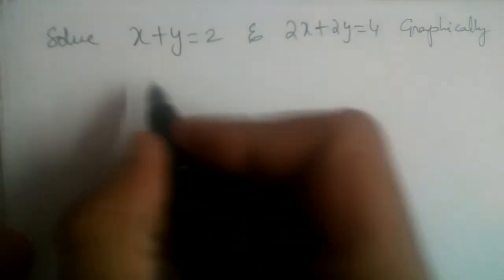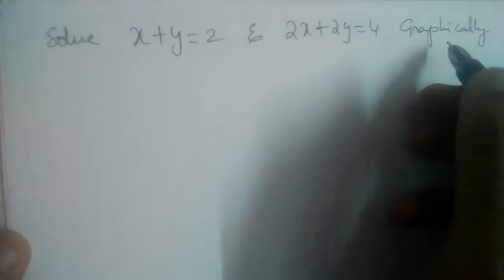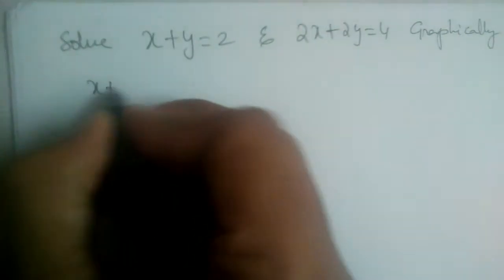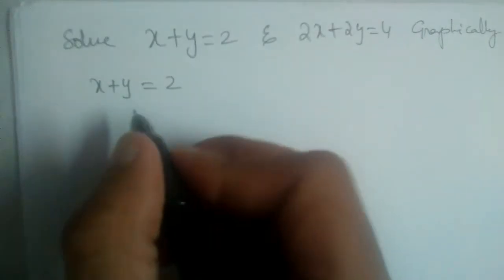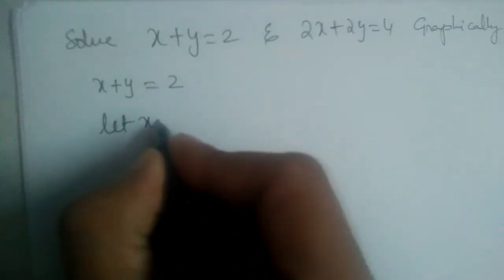We'll solve this problem: x + y = 2 and 2x + 2y = 4 graphically. Solve these two equations graphically. Okay, so let us first take x + y = 2 and substitute different values of x or y. Let x = 0.